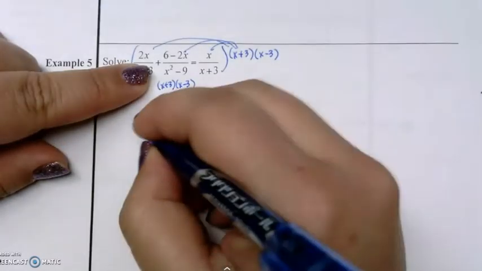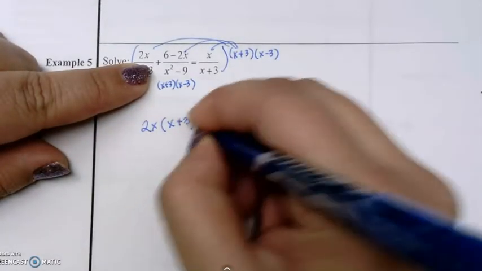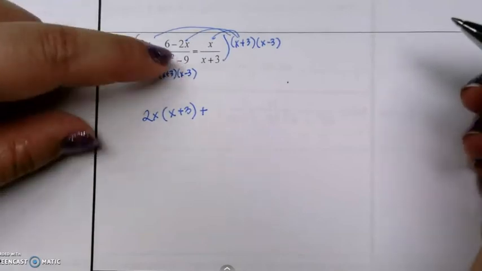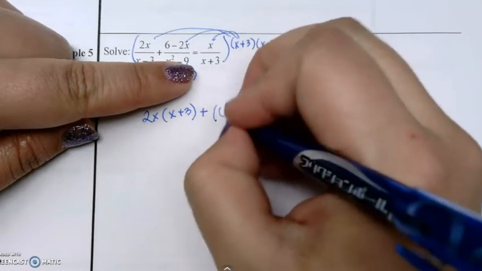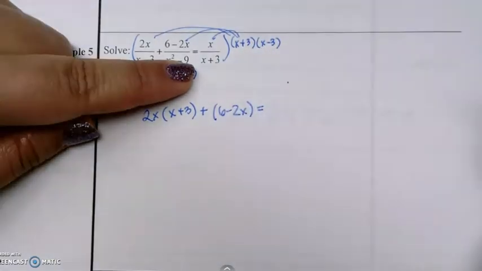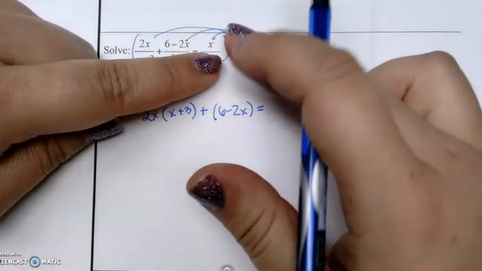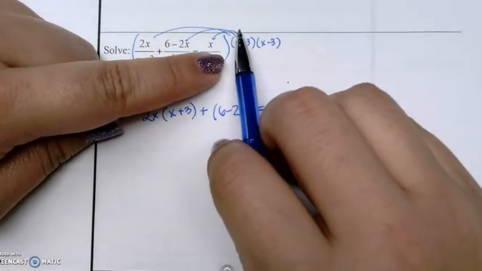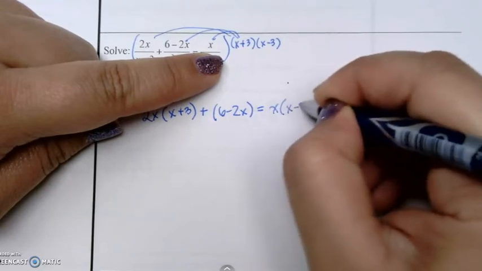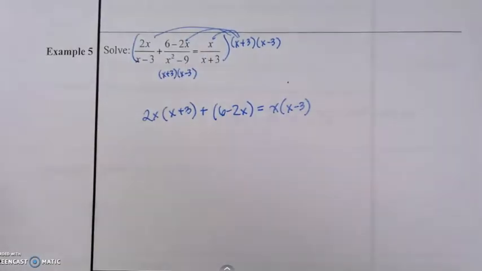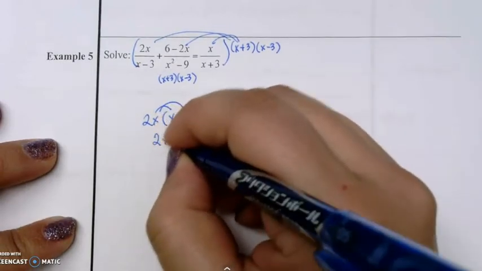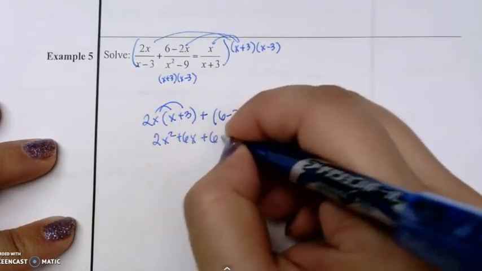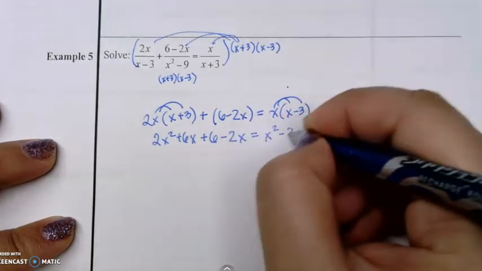So I'm left with 2x times x plus 3 plus, in my second term, both pieces of the LCD, both factors will cancel. So I'm left with 6 minus 2x equals. Now my third term, the x plus 3 will cancel. So I'm left with just x times x minus 3. Okay, you can still work on that middle step if it helps to see that written out. And then distributing, 2x squared plus 6x plus 6 minus 2x equals x squared minus 3x.